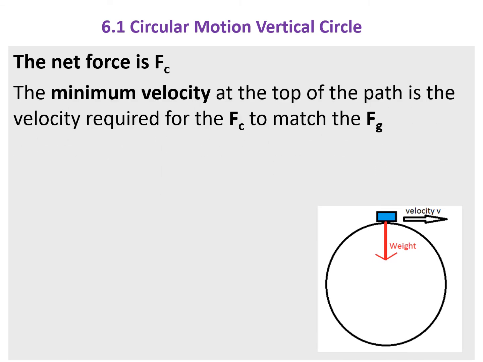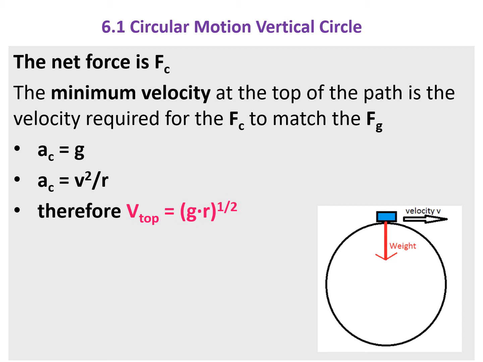The minimum velocity at the top of the path is the velocity required for the centripetal force to at least equal the force of gravity. That means the centripetal acceleration at the top should equal g. That's the minimum amount of acceleration needed. And centripetal acceleration is v squared over r. Therefore, the minimum speed at the top of this vertical circle is g times r to the 1/2 power.